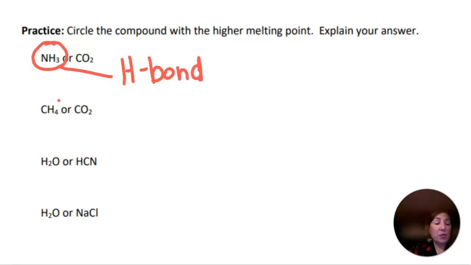Okay, CH4, very similar, just dispersion forces. But hey, that's what CO2 has as well. So then, if they're both dispersion, it is going to come down to mass, and CO2 is going to be higher mass.